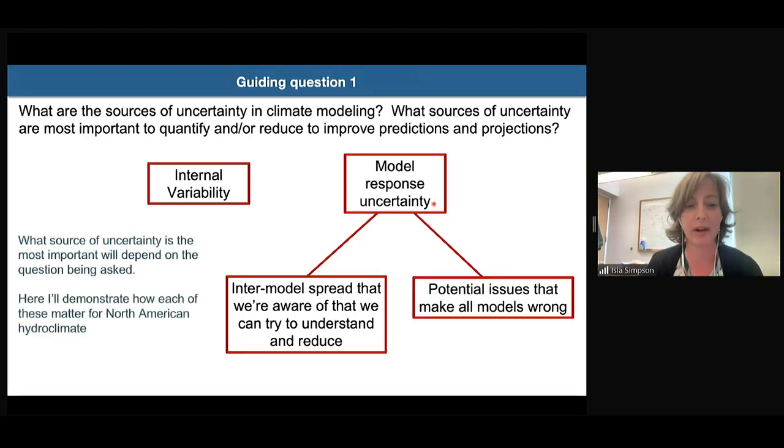So the first guiding question is: which sources of uncertainty are most important? I think that's definitely going to depend on the question that you're asking, what variable you're looking at and what location you're looking at. So here I just want to go through one example and demonstrate a case where I think all of these sources of uncertainty are going to be important. And that's the case of North American hydroclimate projections.